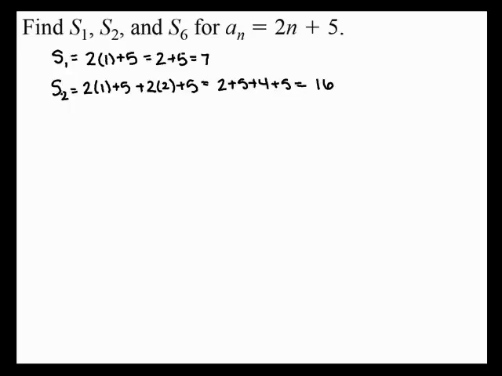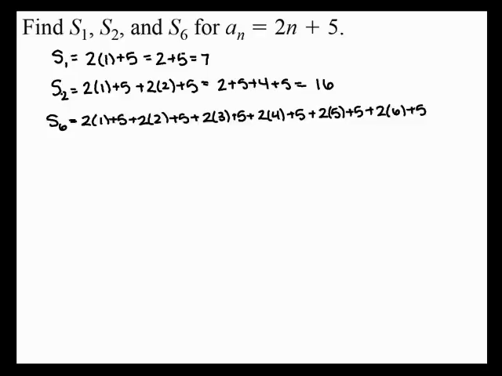For s sub 6, beginning with n equals 1, substitute the number into 2n plus 5. Add the next consecutive substitution until n equals 6. Simplify 2 times 1, 2 times 2, 2 times 3, 2 times 4, 2 times 5, and 2 times 6. Simplify 2 plus 5 plus 4 plus 5 plus 6 plus 5 plus 8 plus 5 plus 10 plus 5 plus 12 plus 5. You find that s sub 6 is equal to 72.